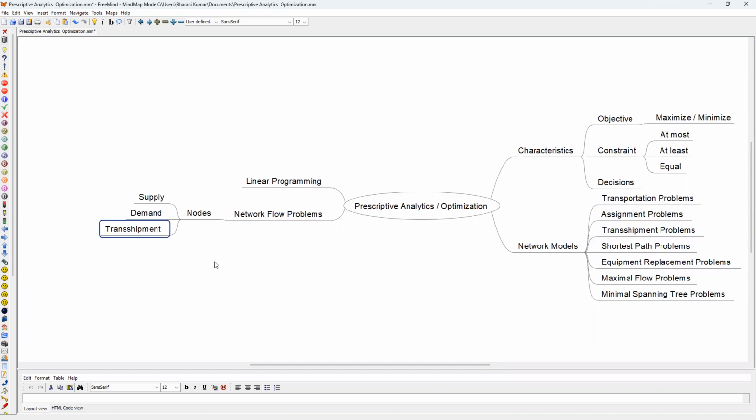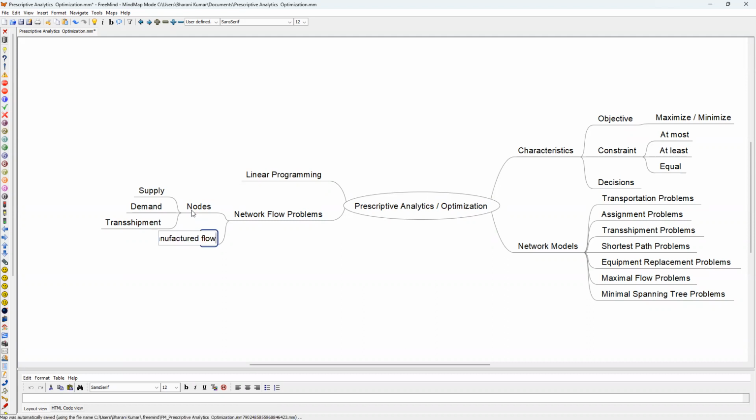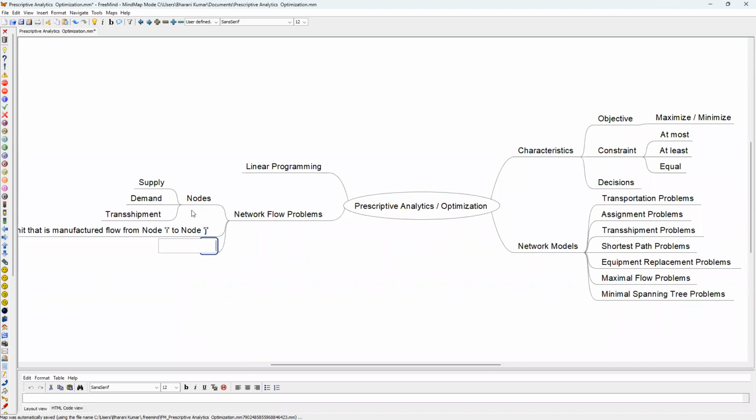Okay, and if you want to transport anything, any unit, say you're manufacturing ship or sand or whatever, any unit that is manufactured flows from node I to node J. And when it flows from node I to J, there is a cost associated. That cost, you call it cost of Ij.